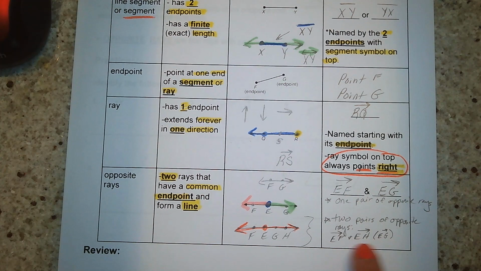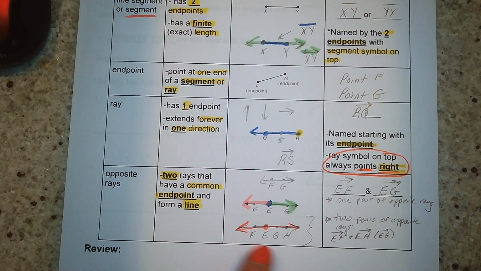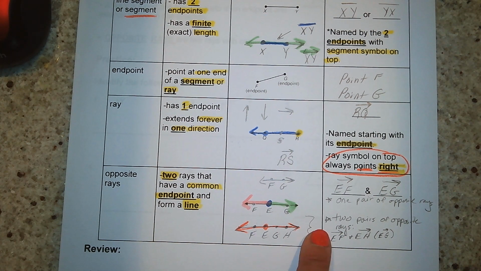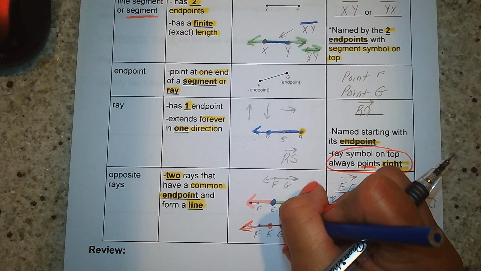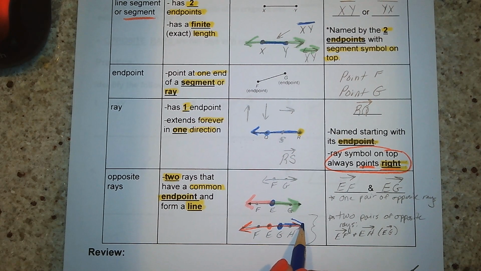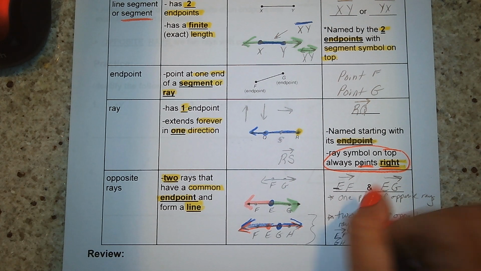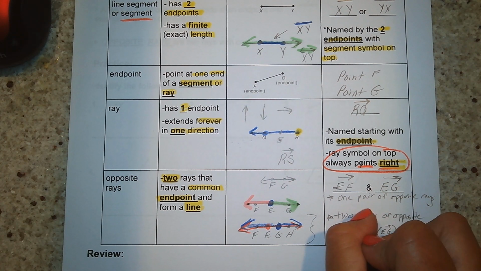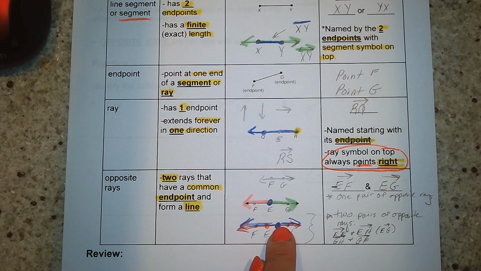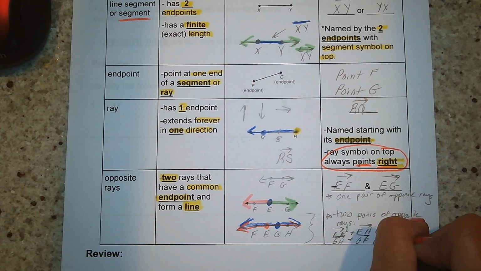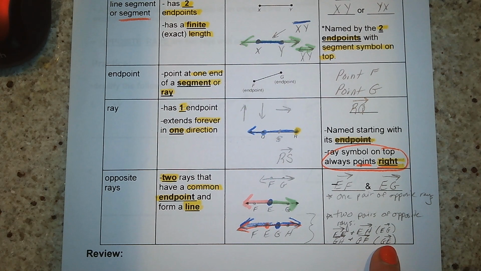It doesn't matter. They are the exact same thing. EH and EG are the same exact ray. They're both heading to the right, starting with E, heading to the right. So it doesn't matter which one you pick. The second pair of opposite rays is going to start with the letter G. G towards H and G towards F. Right? So we have G towards H, arrow points right, and G towards F. And once again, G towards F or G towards E, it doesn't matter. They are the exact same ray because they are headed in the same direction.